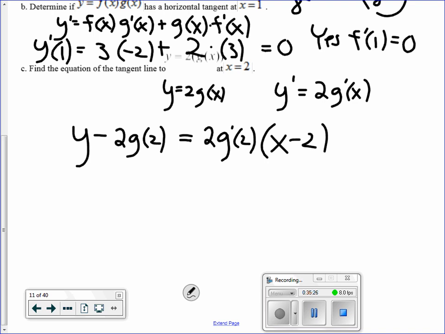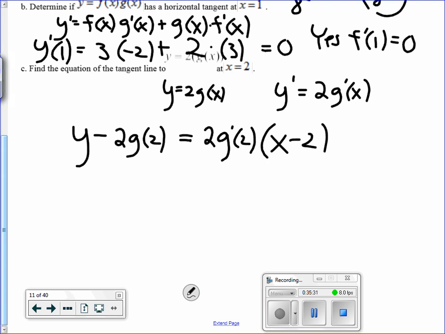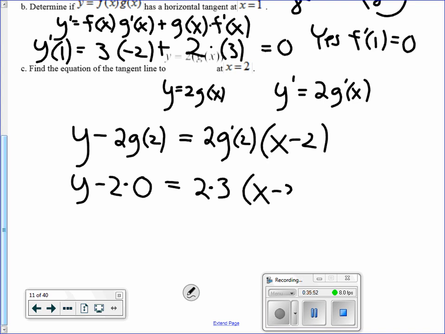So now we just got to go collect our values from our chart. I'll keep it here. I'll look at my paper. So y minus 2 times g of 2 equals 0. Equals 2 times g prime of 2 equals 3. So you can see our slope will be 6. And then x minus 2. So the equation is just y equals 6 times x minus 2.